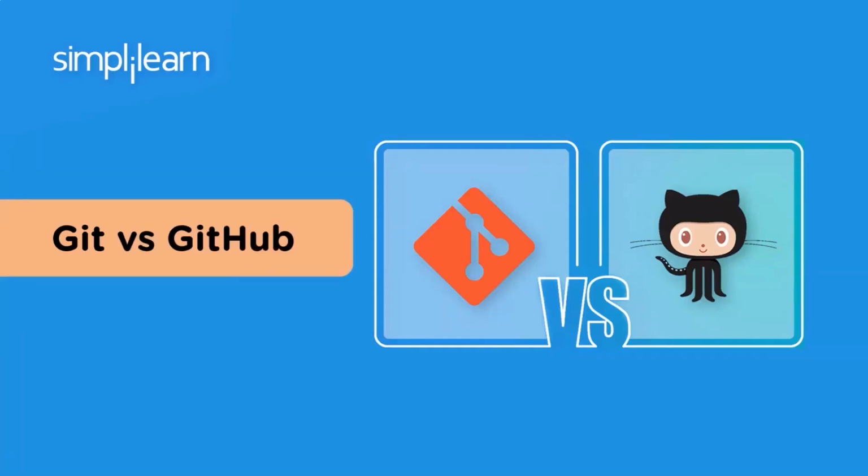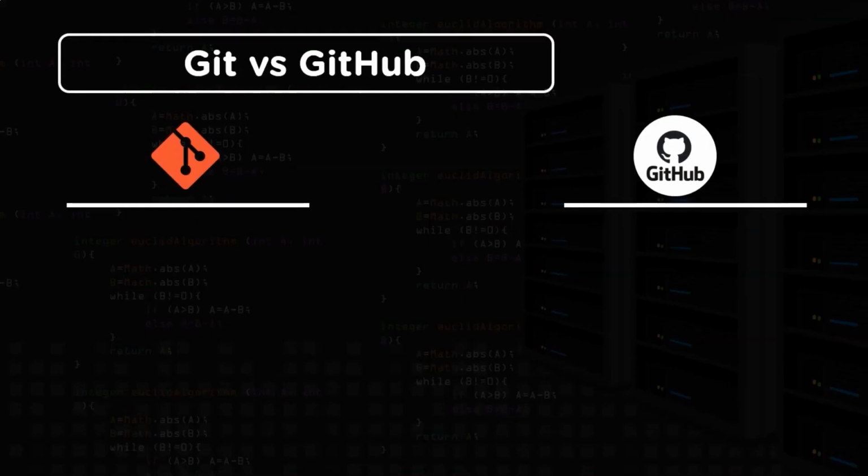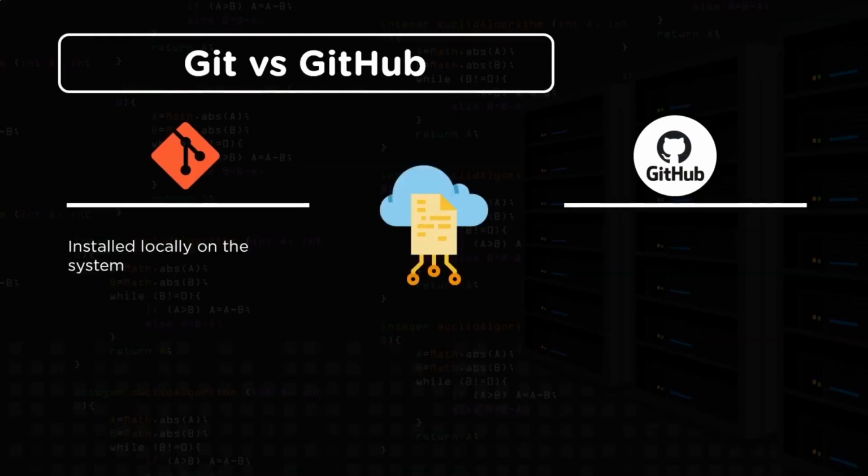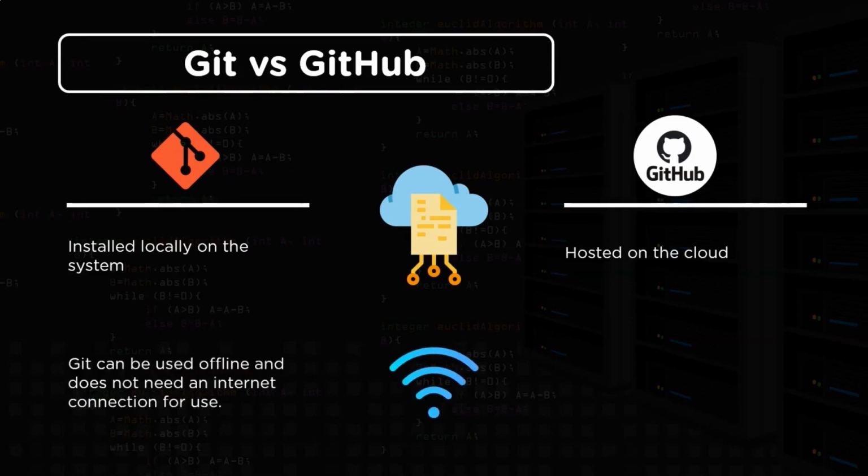Let's see the differences between Git and GitHub. Git is a software that can be installed directly onto our systems, whereas GitHub, as we saw in the demo, is hosted on the cloud. Then Git can be used offline. We don't typically need an internet connection unless we need to access the GitHub, whereas GitHub can only be operated when we have an internet connection.